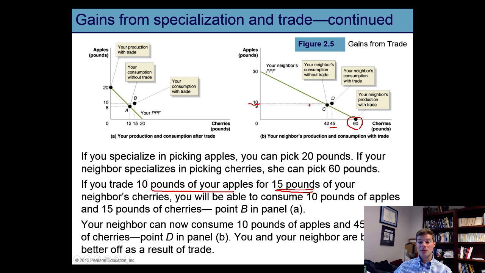Consumption with trade for your neighbor can be represented by point D. Again, this corresponds to 10 pounds of apples and 45 pounds of cherries. Point D is outside of your neighbor's production possibilities frontier, and so this shows us that your neighbor is better off with specialization and trade because your neighbor can get to a point that was unattainable without trade. In particular, your neighbor is able to consume 1 more pound of apples and 3 more pounds of cherries.